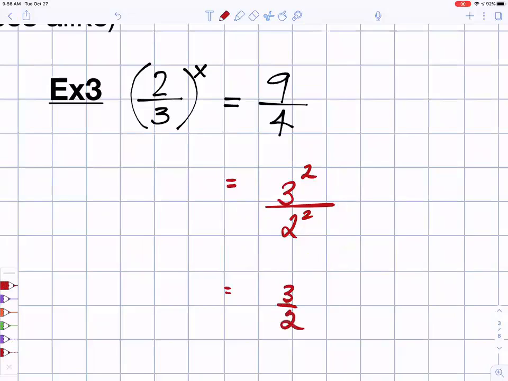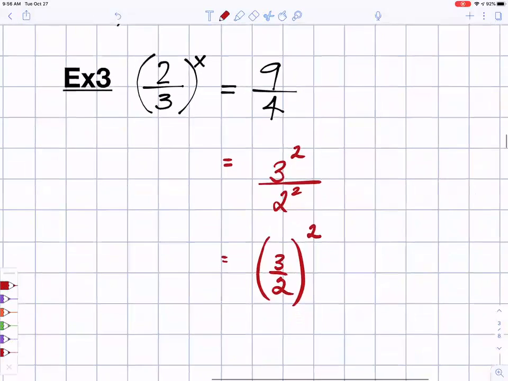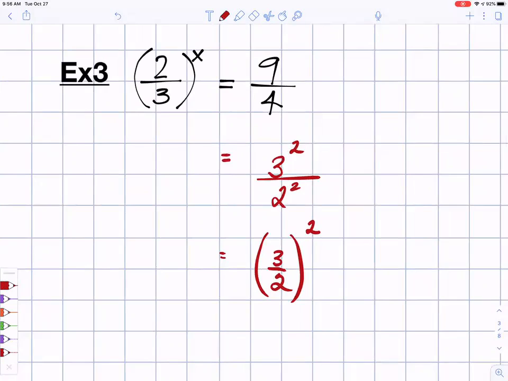3 over 2, parentheses, to the second power. All right, now I have a question. What was my goal here? My goal was to find x, but how was I supposed to do that? Like bases. Getting like bases. Are my bases alike? No, but they are close, aren't they? They're closer than they were a few minutes ago.